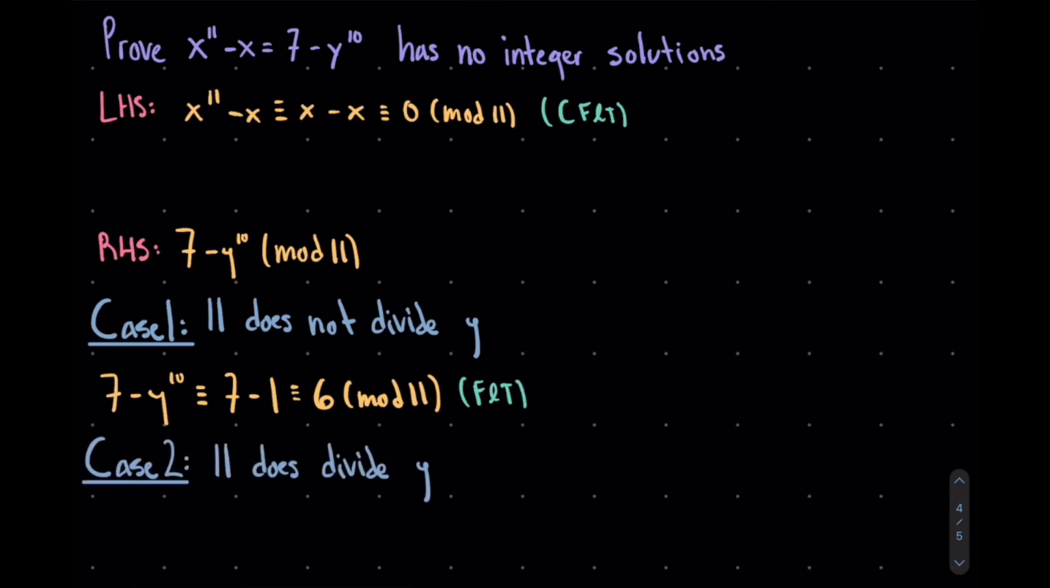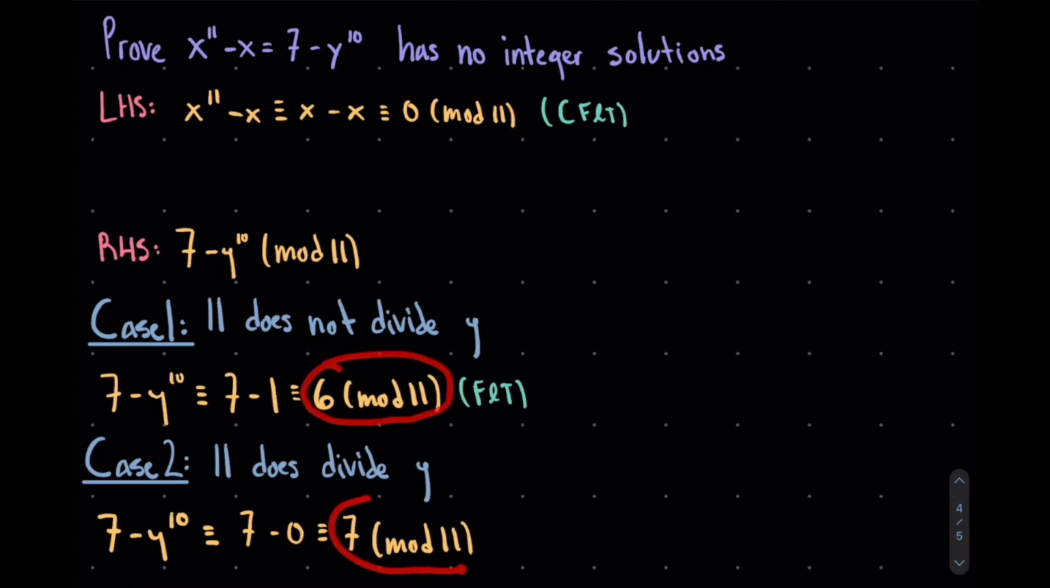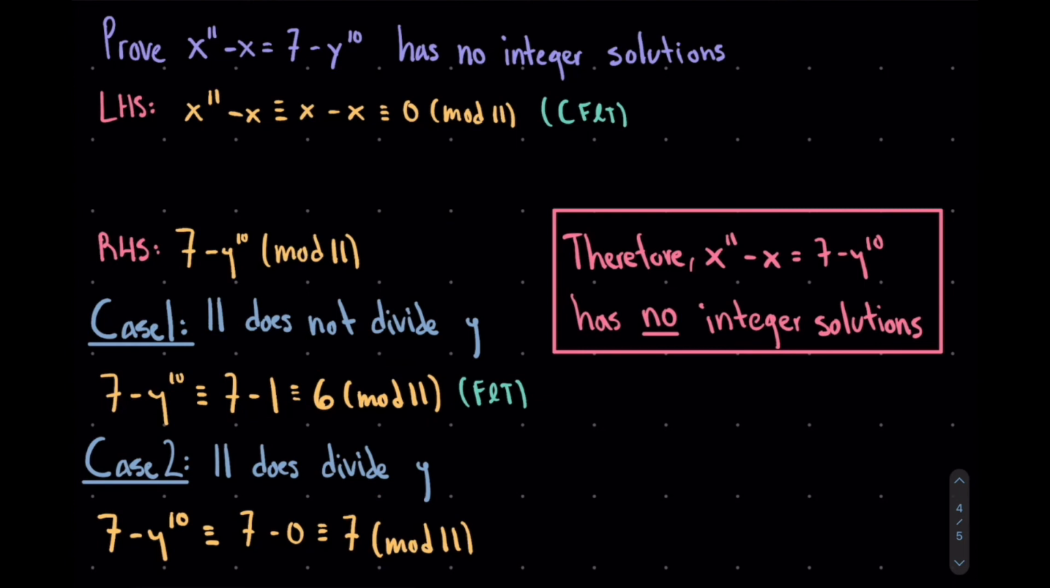Now we look at case 2. Our second case has 11 does indeed divide y. So if we have 7 minus y to the 10, and if 11 divides y, then y to the power of 10 is congruent to 0 modulo 11. So we have 7 minus 0, which is congruent to 7 modulo 11. Now, we have that the left-hand side is 0 mod 11, and the right-hand side is 6 mod 11, or 7 mod 11. And so, therefore, x to the 11 minus x equals 7 minus y to the 10 has no integer solutions.